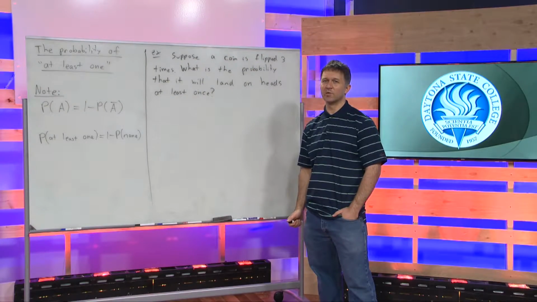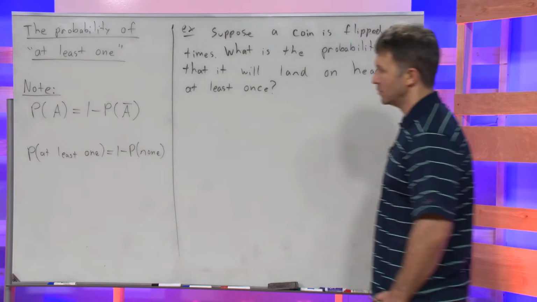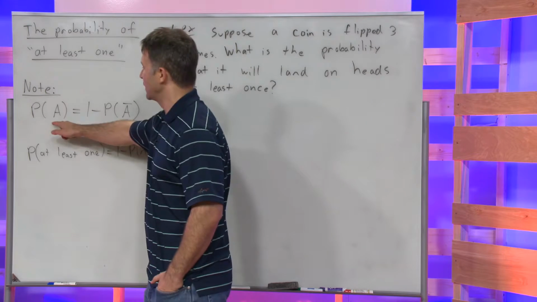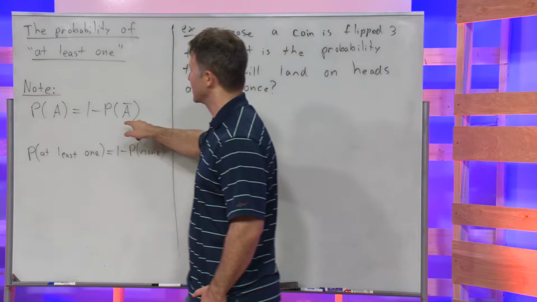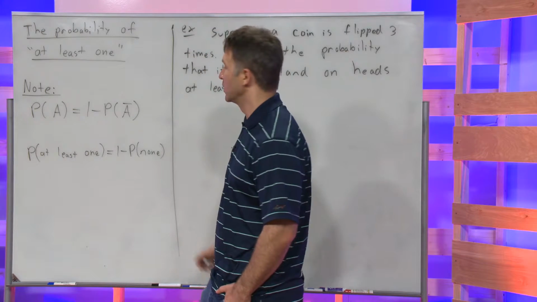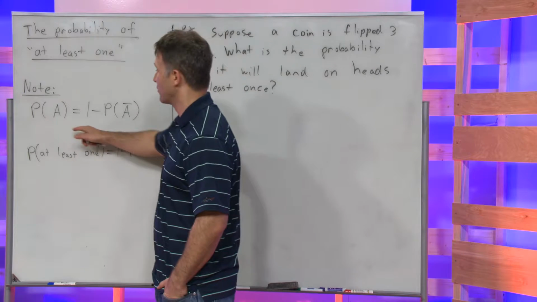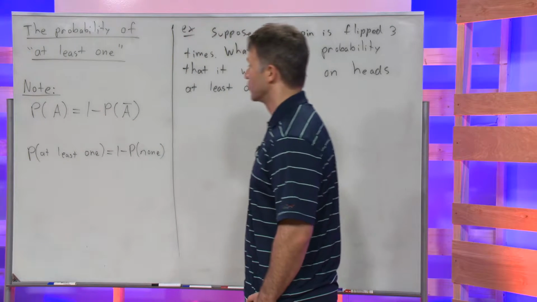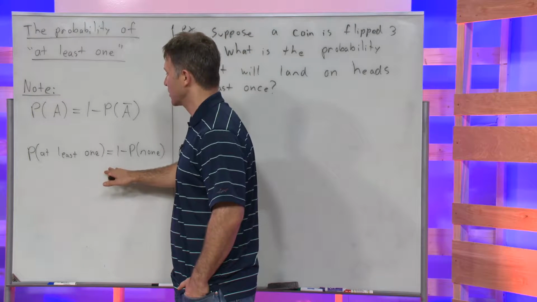Okay, in this example, we're talking about the probability of at least one. Right here is the rule of complementary events: the probability of A equals 1 minus the probability of A complement. That's an important concept in probability, and we do have a video corresponding to the rule of complementary events. But now we're talking about something more specific.